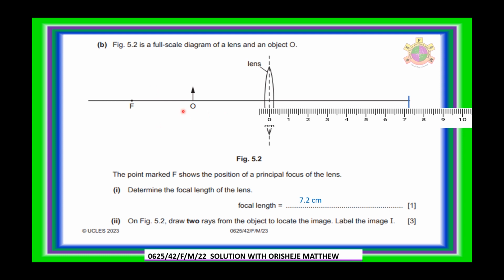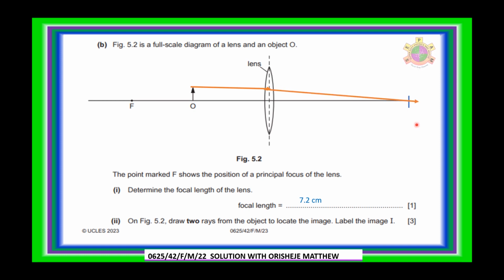Now draw 2 rays from the object to locate the image of the object and label the image I. So a ray of light parallel to the principal axis, after being refracted by the lens, passes through the focal point. Then the next ray passes through the optical center. On the right hand side, the rays are diverging. So the only point of convergence will be on the left hand side.